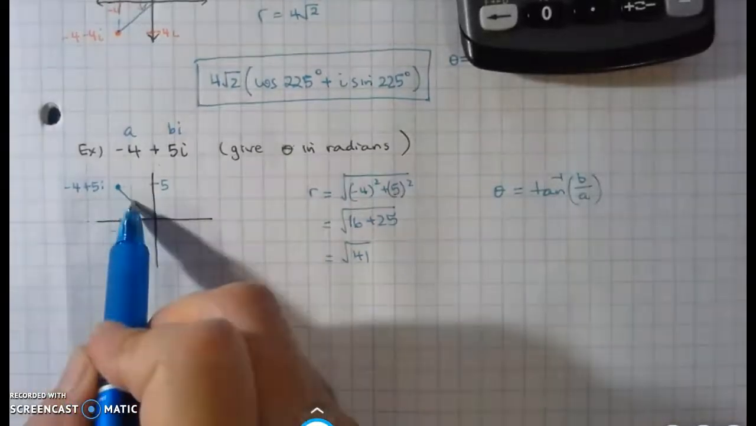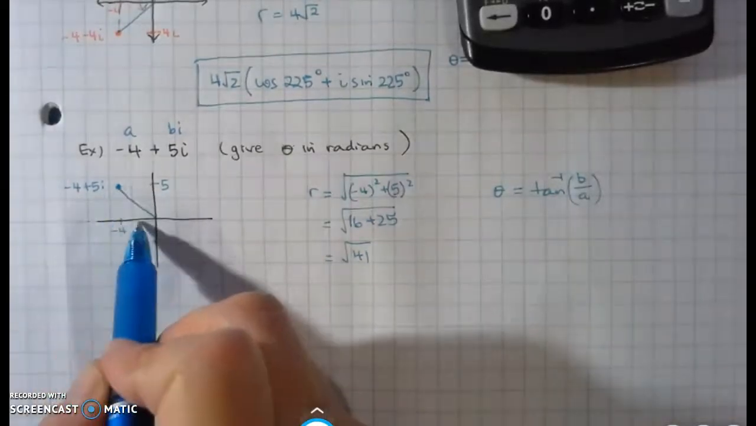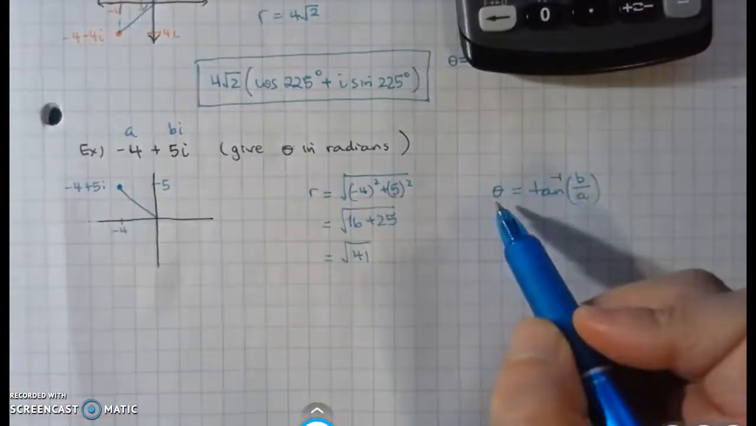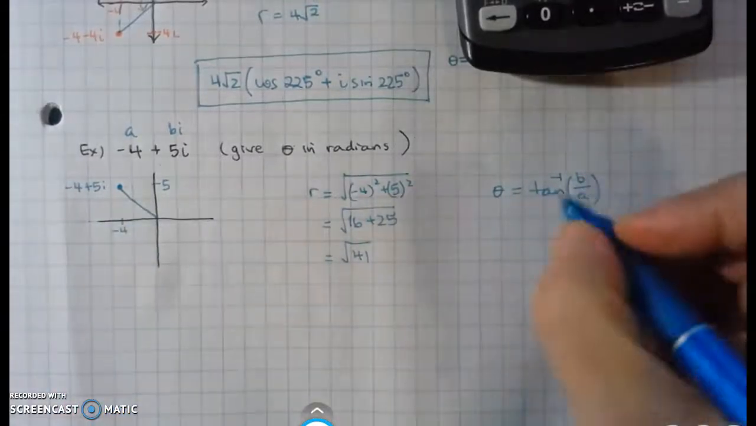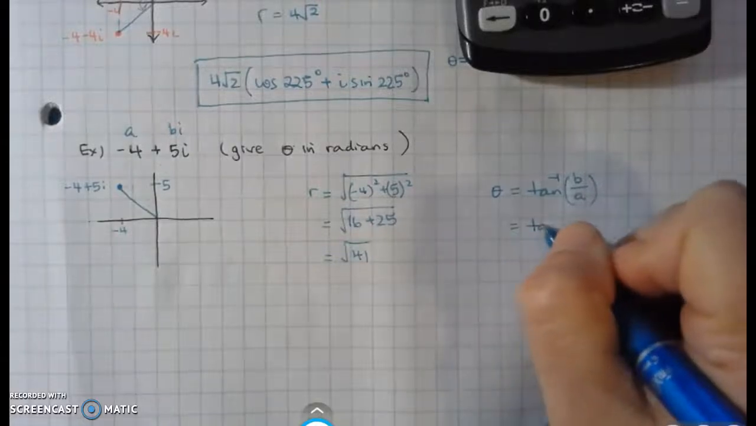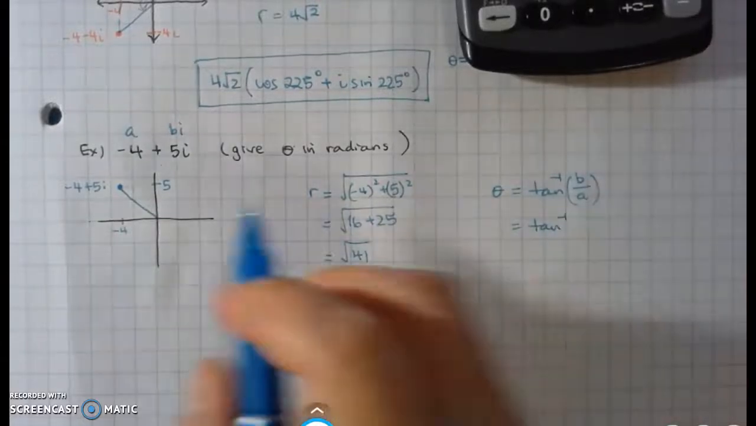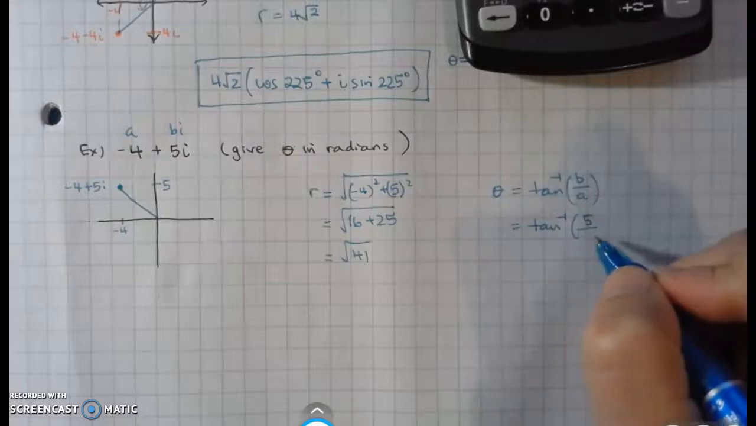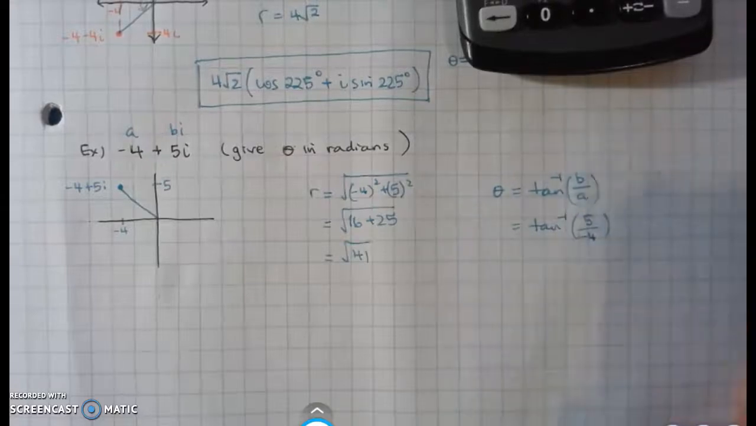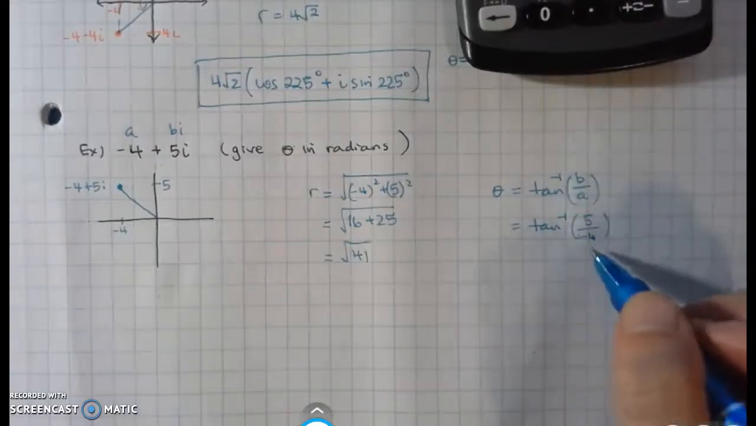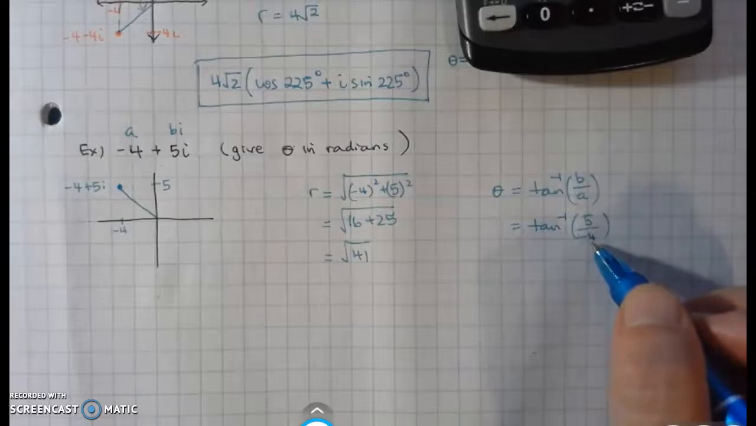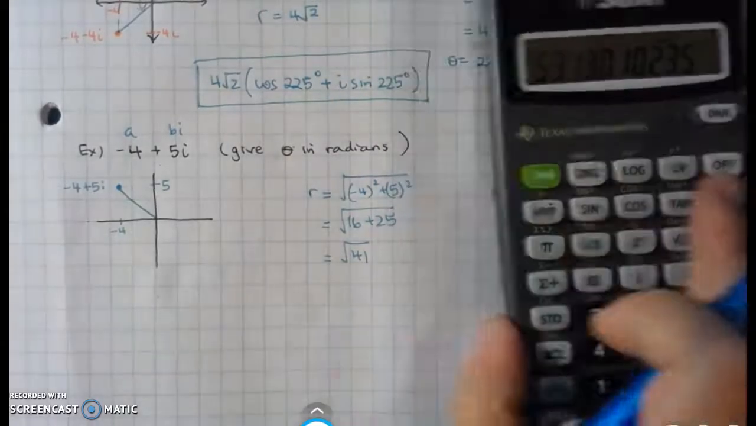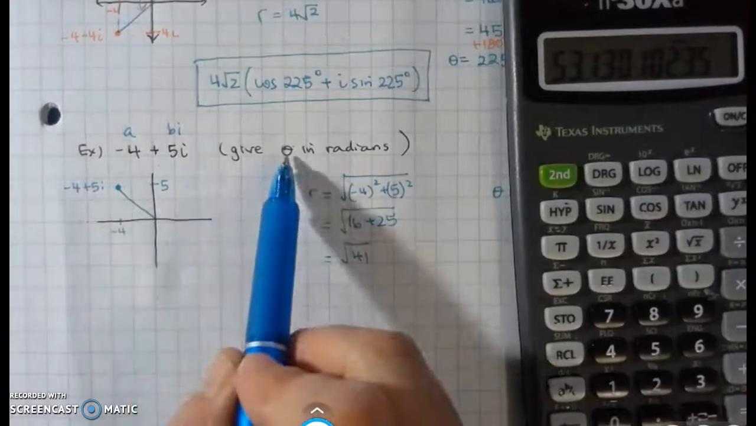And if you ever forget, tangent is opposite over adjacent. So inverse tangent is going to give us the angle measure. That is going to be inverse tangent of b, which is 5, over -4, which is my adjacent side.